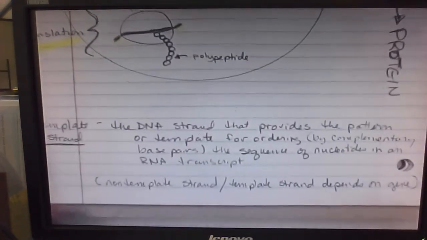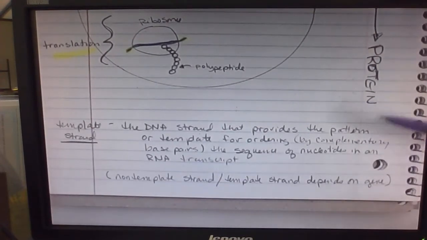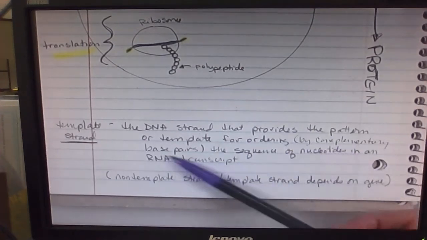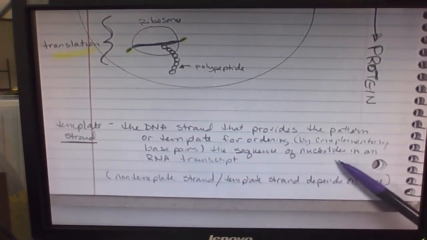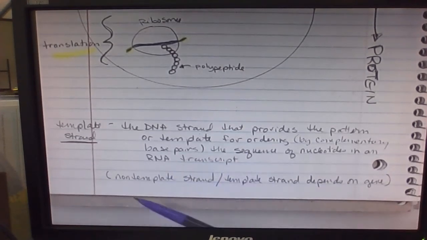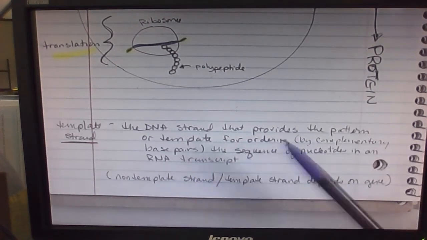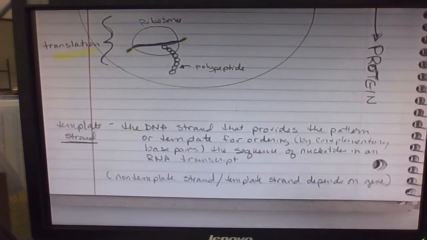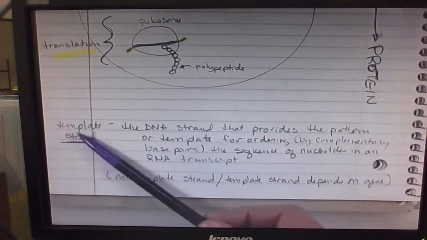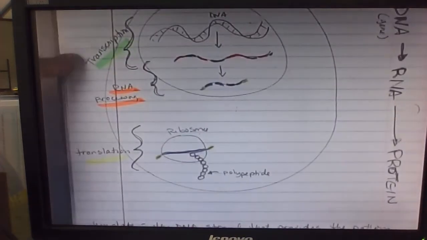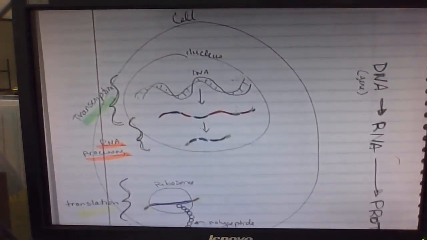The template strand is the DNA strand that provides the pattern or template for ordering by complementary base pairs the sequence of nucleotides in an RNA transcript. A non-template strand and template strand, which one is which depends on the gene itself. But the template strand is the DNA strand that is used to make RNA. Transcription, RNA processing, translation. So this is protein synthesis.